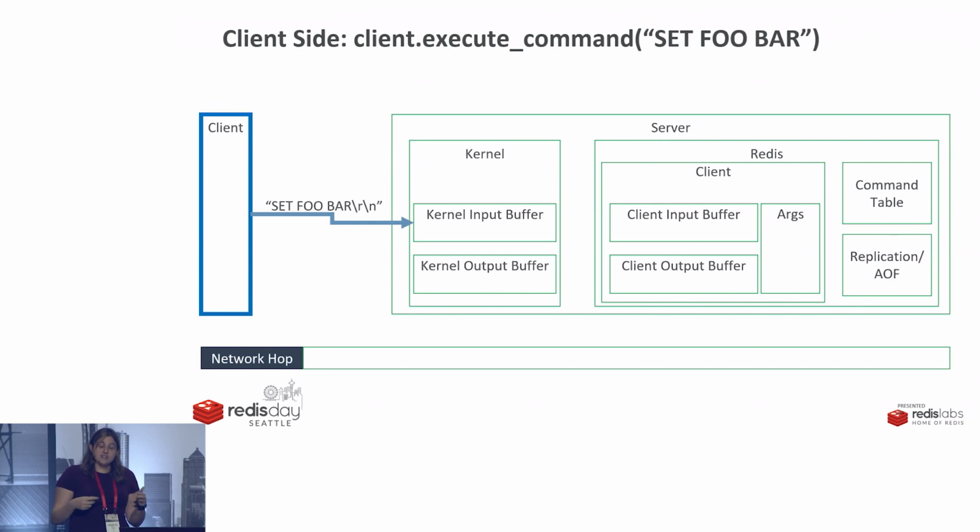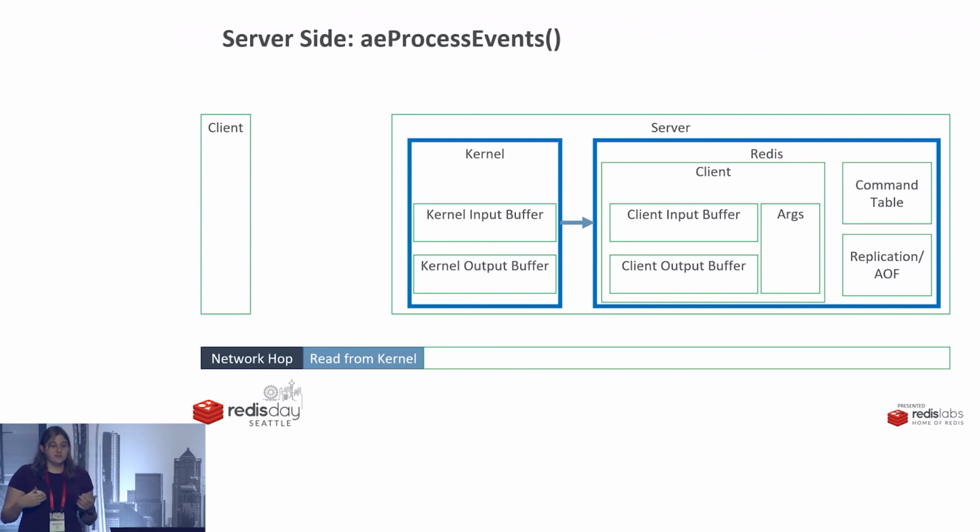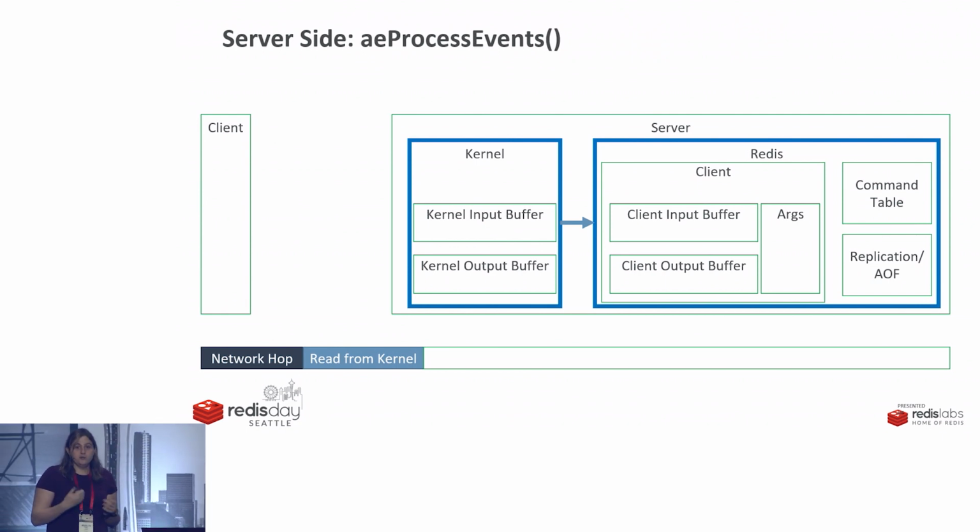This same example still works if you're on the same host and you're connecting over a Unix socket. The same thing sort of applies. So the kernel is going to read that data in to an input buffer on the kernel. Next, the epoll loop we talked about earlier is going to notify Redis that there's data to be read.